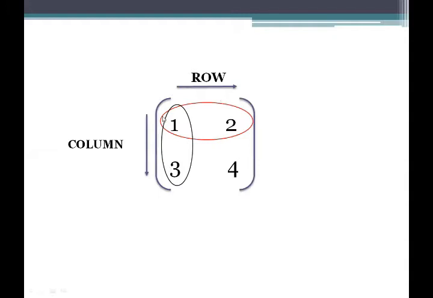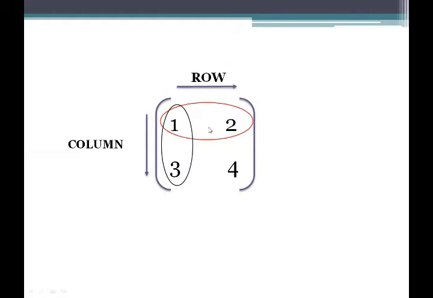Now I will show you one example of a matrix. This is a matrix. We write numbers within the square bracket, and we write the numbers here in this order. This is the matrix. 1, 2 are numbers that go left to right. 1, 2, 3, 4 are the rows.